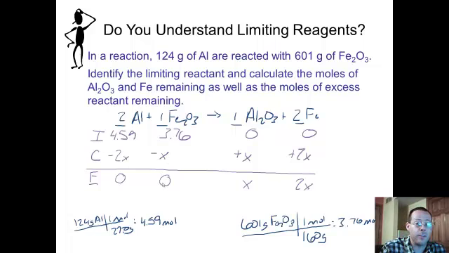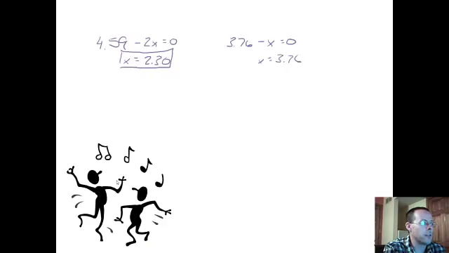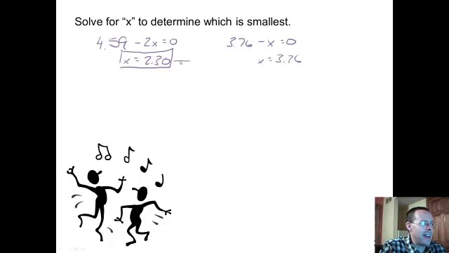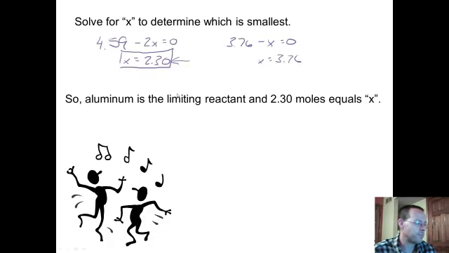What happens when we substitute in over here? We're going to have something left. If we substitute 3.76 for x, we're going to have 3.76 minus 3.76, and we get 0. But what's 2 times 3.76? It is 7.52. Notice 4.59 minus 7.52 gives us some negative mole amount, which is impossible. So if we go back to our next screen, this has to be the real x. Because of that, we can say aluminum is our limiting reactant and 2.3 moles equals x.